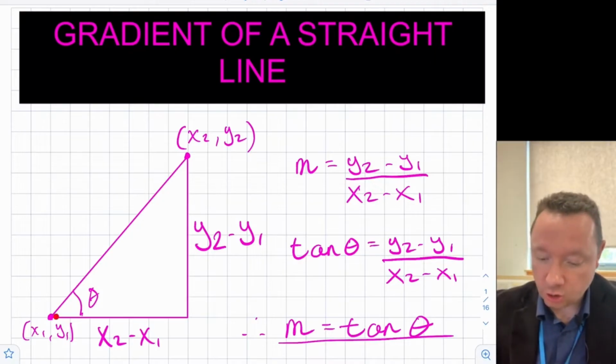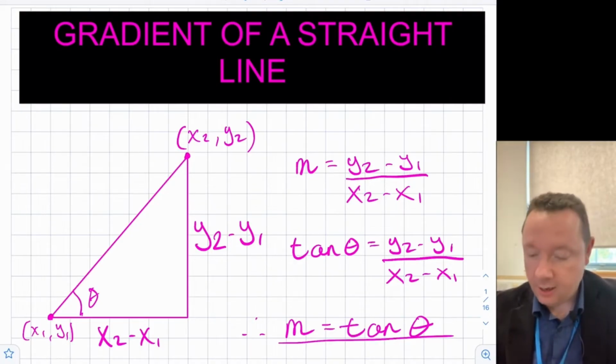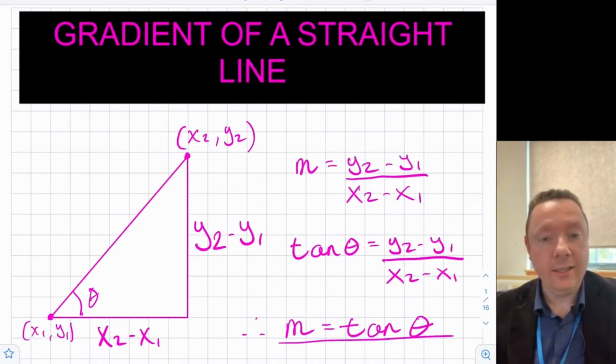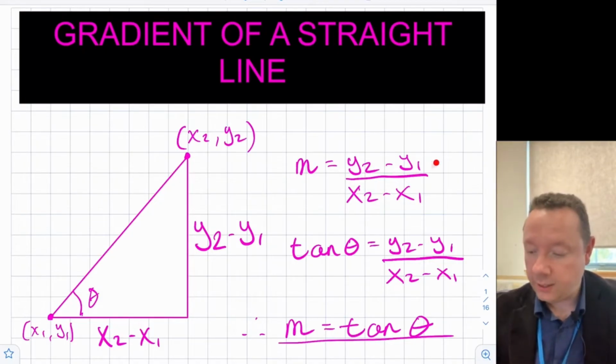If I draw a straight line and call one point x1, y1, and x2, y2 is another point, then clearly the horizontal is x2 minus x1 and the vertical would be y2 minus y1. So that's where the gradient formula comes from. Vertical over horizontal is defined as the gradient, or y2 minus y1 over x2 minus x1.